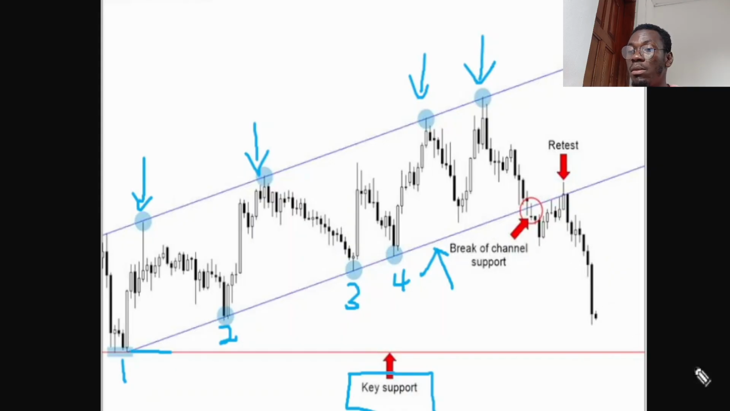Sometimes the price can actually break from here, you can see, to the upside, retest and then push up. It happens. So if it happens, you need to know how to trade the market.